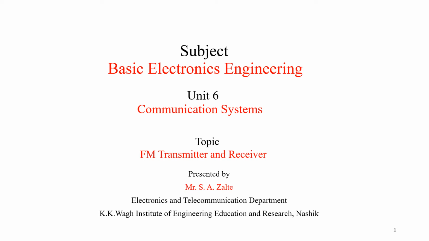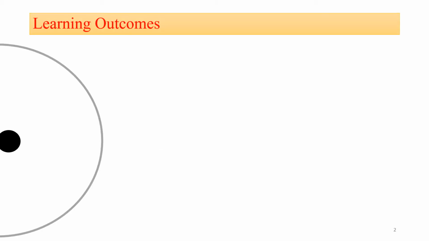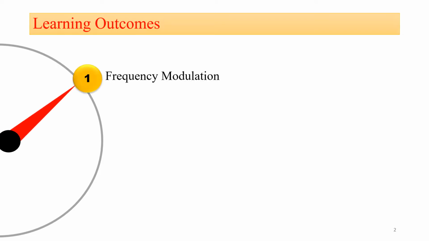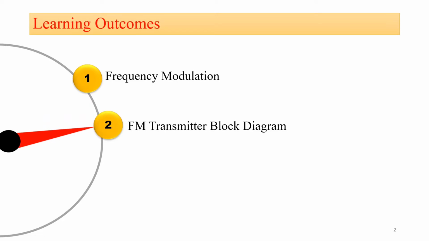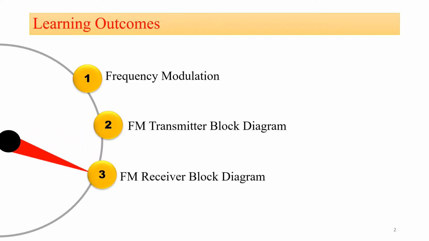Hello friends, in this lecture we will cover the next topic of our unit number 6, that is FM transmitter and receiver. Now the learning outcomes. After studying this topic, the student will be able to understand first what is frequency modulation or what is FM technology. Then the block diagram of FM transmitter and the block diagram of FM receiver.